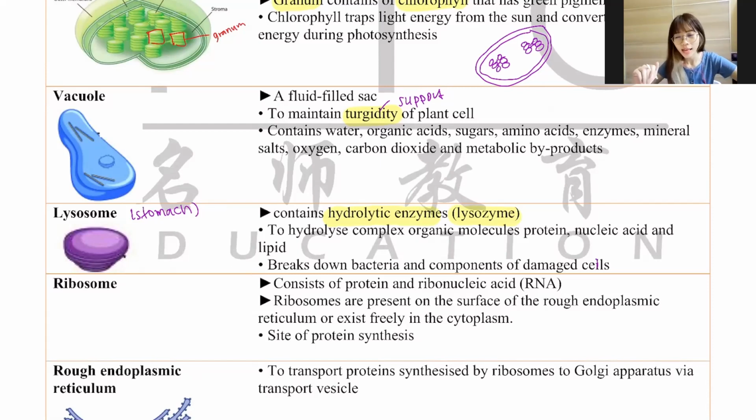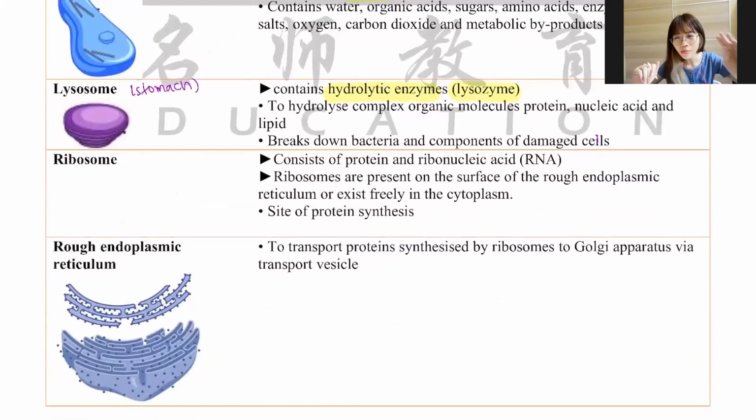Okay, lysosome. Next one, ribosome. If you notice, there's no diagram here, no dot, nothing at all. Why? Because ribosome is too small. It kind of doesn't deserve a diagram. So, we talk about the function of ribosome first.